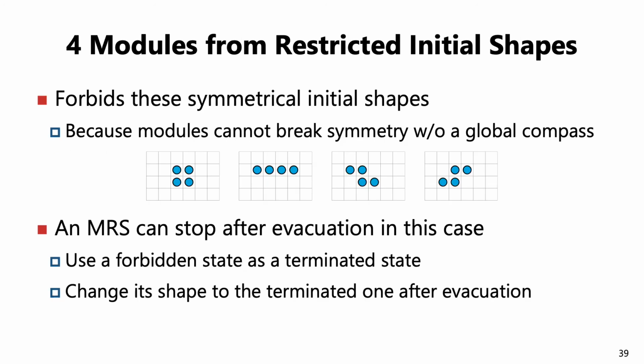This is the first solution. For this approach, we forbid these symmetrical initial shapes because modules cannot break symmetry without a global compass. And surprisingly, we can stop an MRS from moving after evacuation in this case. The trick is to use one of the forbidden states as a terminated state, so an MRS changes its shape to the terminated one after evacuation.